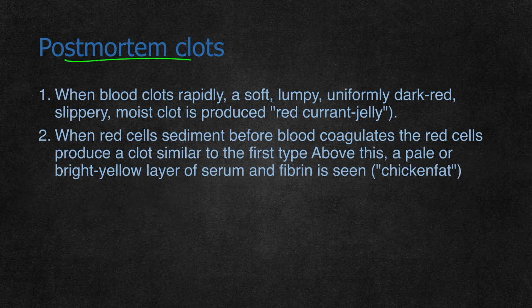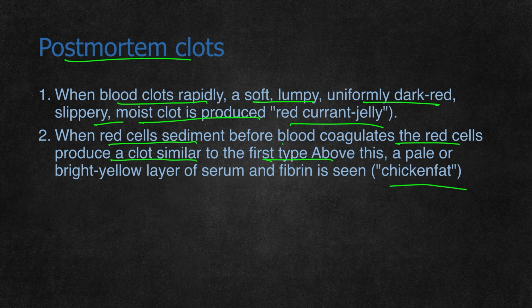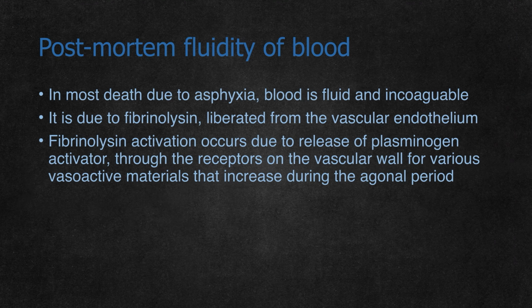Postmortem clots are usually of two types: currant jelly and chicken fat. In currant jelly, the blood clots rapidly, forming a soft, lumpy, uniformly dark red, slippery, moist clot, called a red currant jelly clot. When red cells sediment before the blood coagulates, the red cells produce a clot similar to the first type, but above this a pale yellowish layer of serum is deposited, which is termed a chicken fat clot. Both are postmortem clots, formed after death.